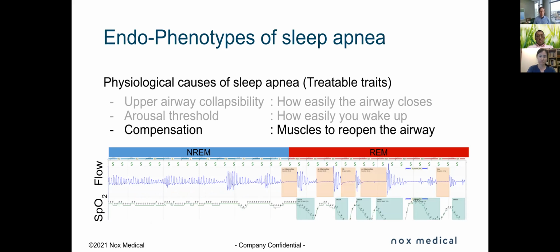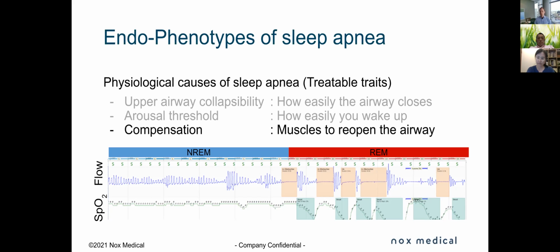The third endophenotype is compensation. And this one was really hard to find a picture to explain what it is. But this is describing how actively you can recruit muscles to open up the upper airway when it collapses. What I found here is an example of a patient which is sleeping in non-REM sleep, has a collapsible upper airway, but manages to maintain ventilation when they have muscle tone.